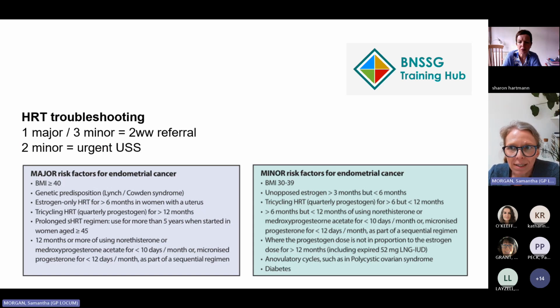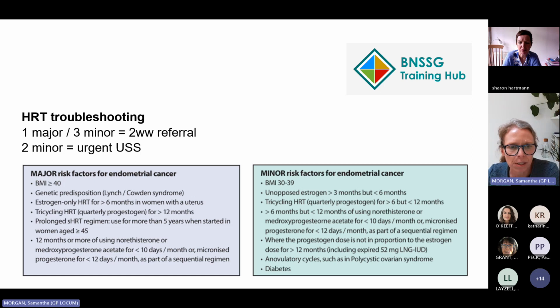In terms of the risk factors, BMI is really key. So from that flowchart, one major risk factor or 3 minor risk factors would indicate a 2-week wait referral. 2 minor risk factors would indicate an urgent ultrasound referral. Lynch syndrome is the hereditary non-polyposis colorectal cancer. I hadn't heard of Cowden syndrome, I had to look that one up. It's a rare condition associated with multiple hamartomas, benign swellings, and a learning disability. It sounds like it's very uncommon.